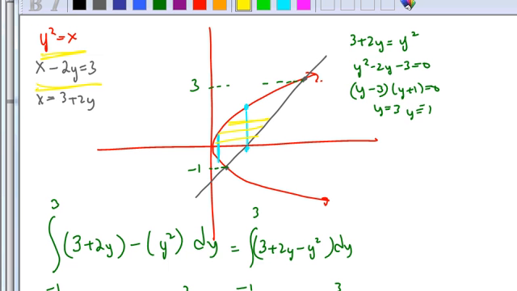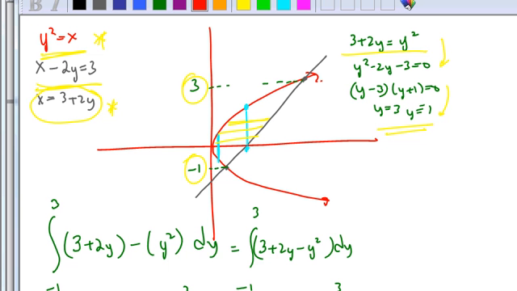So I solved for x here and let these two equal each other, this one and this one, and then moved my variables over, factored, and found two intersection points: y equals 3 and y equals negative 1. So I know that my integration goes from negative 1 to 3.